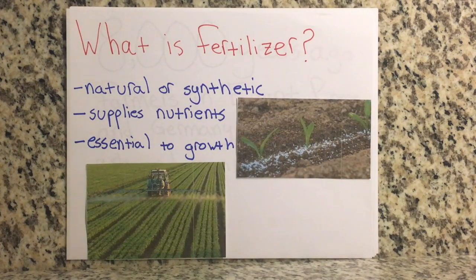So today I'm going to be talking about the history of fertilizer. To start out, I just have a quick question. What is fertilizer? A fertilizer is any material of natural or synthetic origin that is applied to soils or to plant tissues to supply one or more plant nutrients essential to the growth of plants.